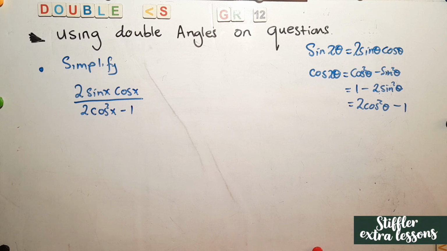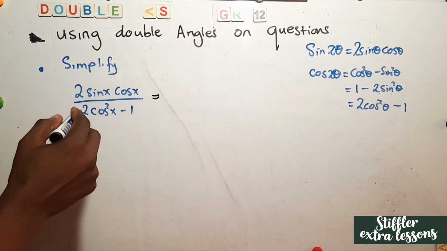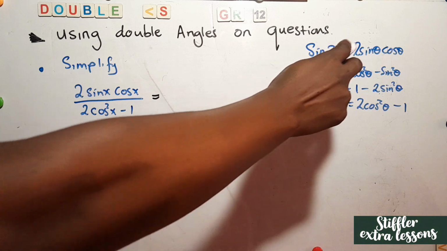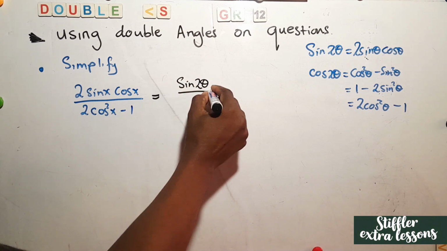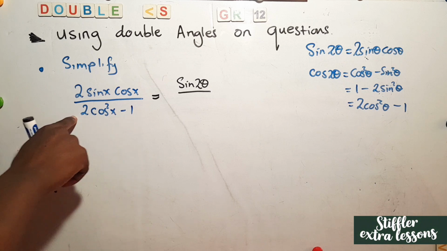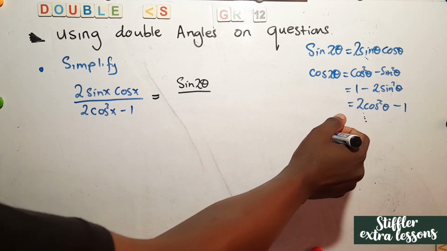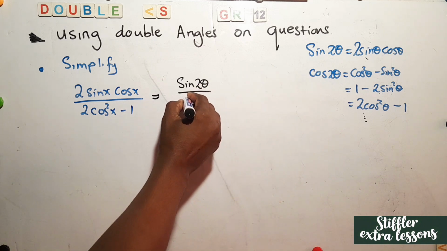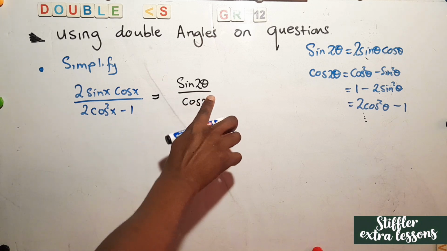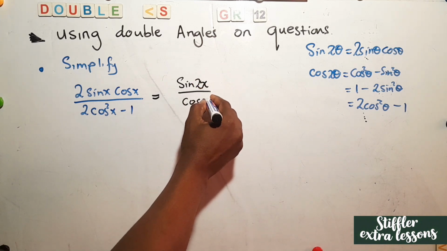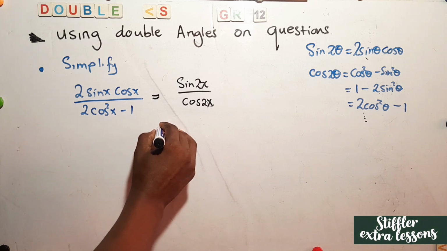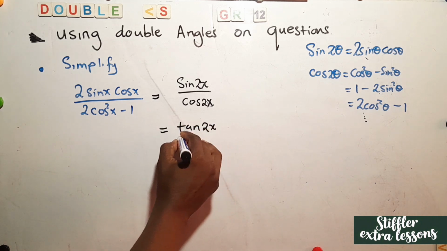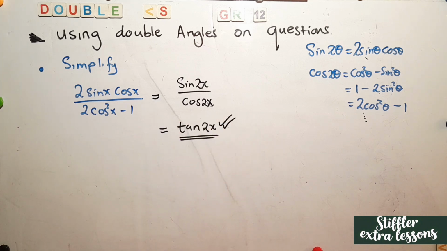We're given that we must simplify 2 sine x cos x over 2 cos squared x minus 1. On simplifying this, already we know that the numerator is a double angle of sine, so we can change it back into sine 2x, so this will be sine 2x all over. And the denominator we can see already is a double angle of cos, so we can change it back into cos 2x. We know that sine over cos of the same angle gives us tan, so this will be equivalent to tan 2x. We've simplified fully like that.